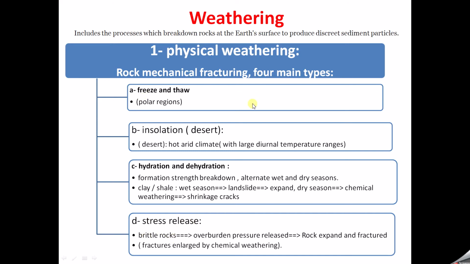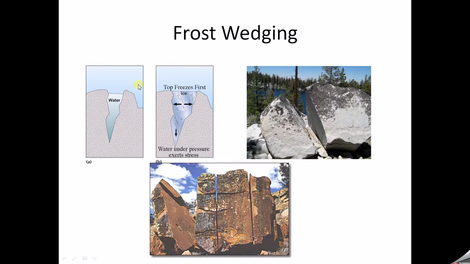So let's look at the freeze and thaw. Freeze and thaw happens in polar regions where water percolates through fractures, and then the water frozen becomes ice and will expand. And that will enlarge fractures and break down the rock, like this example here and this example here. That's a type of physical weathering.